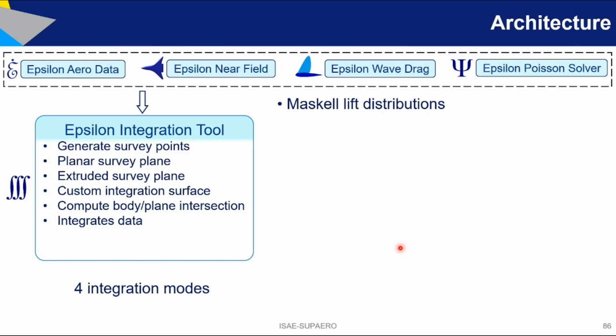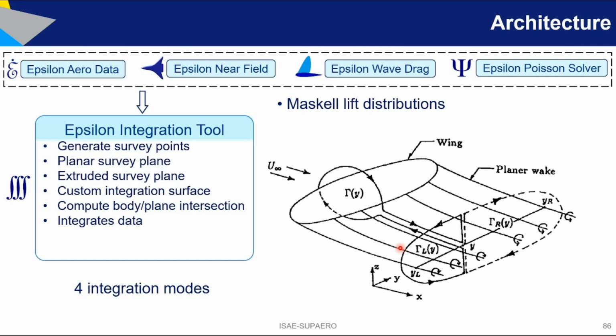Then, for the case of Maskell lift distribution, the procedure is quite similar, but you have to take into account the physics. Indeed, for the case of lifting line, you know that the wing generates at a given station a certain circulation. Then, if you want to obtain the circulation at that section by measuring it at the survey plane, you have to measure circulation starting from this span-wise station towards the tip of the wing.